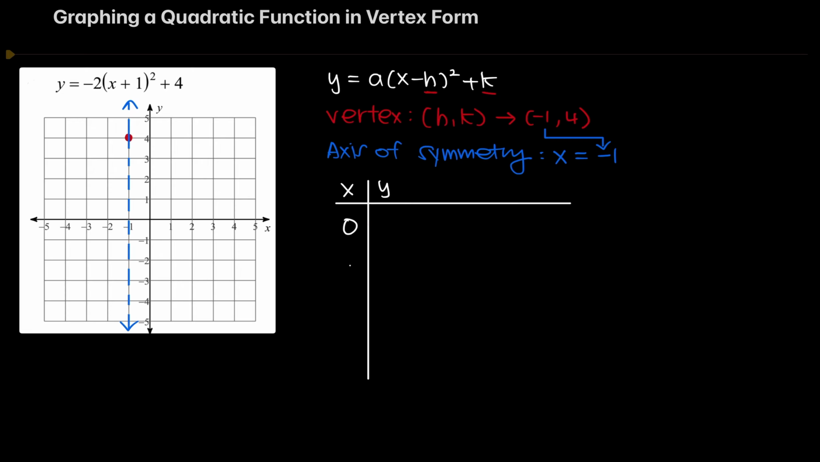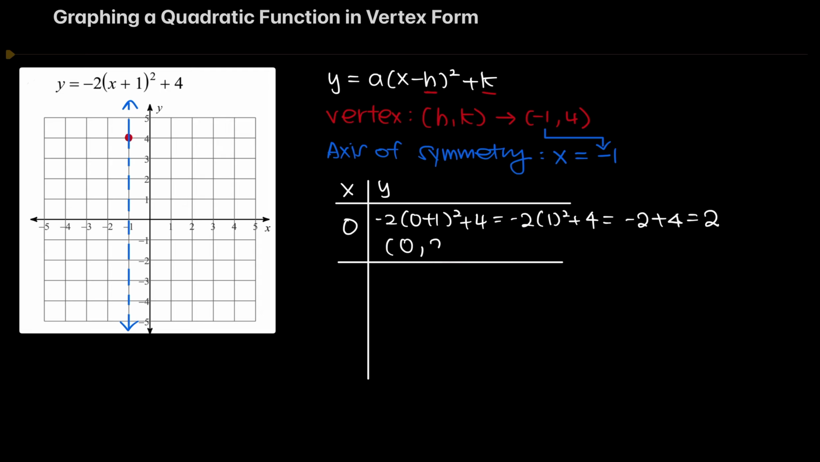So I'm going to do 0 here and then see what I get. If I plug in the 0 to the equation, I'm going to have -2(0 plus 1) squared plus 4. So that's going to give me -2(1) squared plus 4. So that's going to give me -2 plus 4. That's going to give me +2. So that gives me 0, 2 as one of your points.